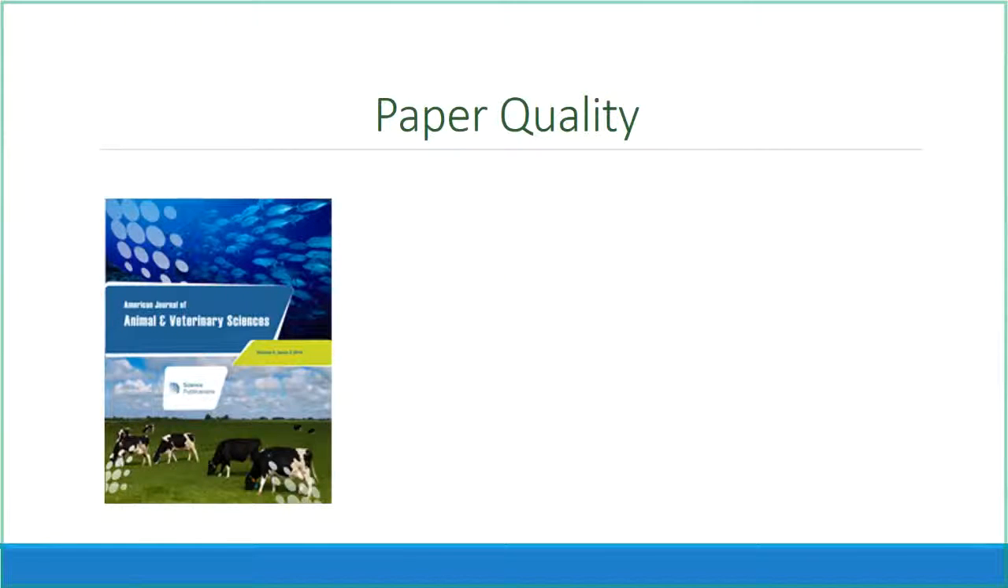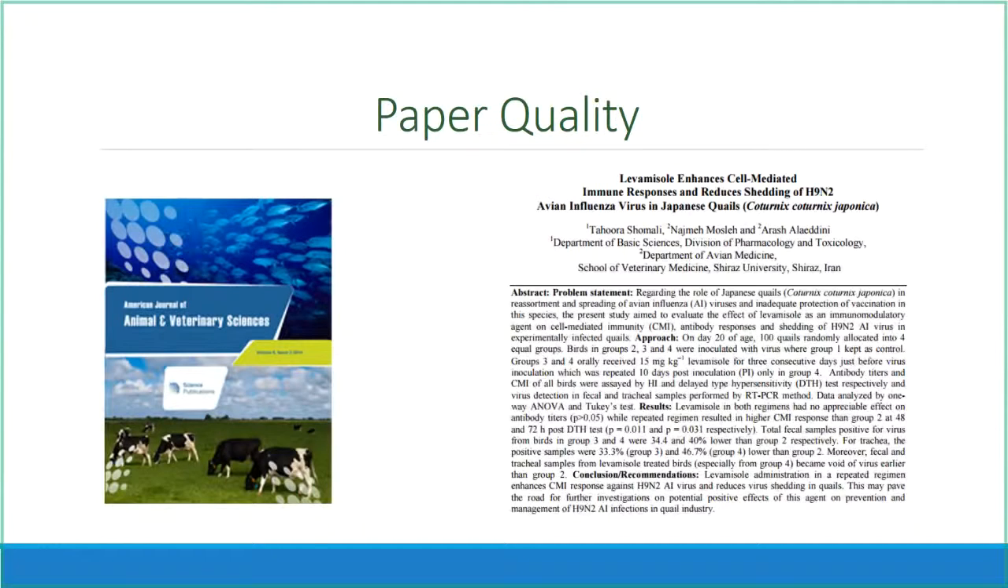So here, for a better paper quality, American Journal of Animal and Veterinary Sciences, we have a screenshot of an abstract that's as long as that entire article.